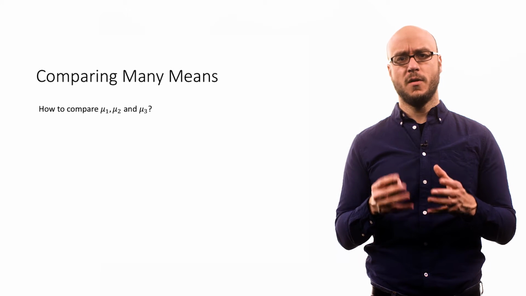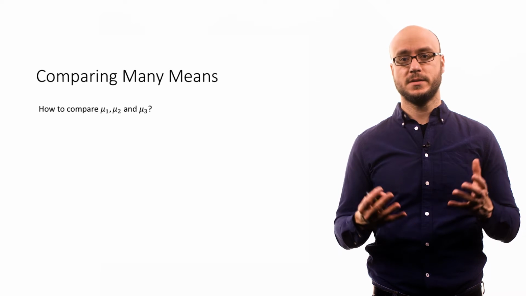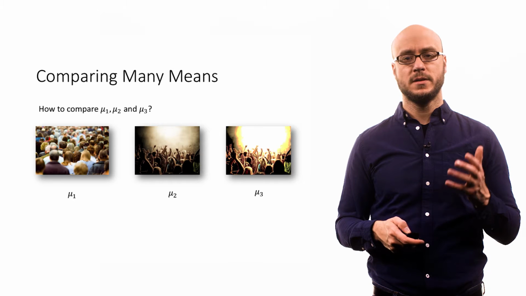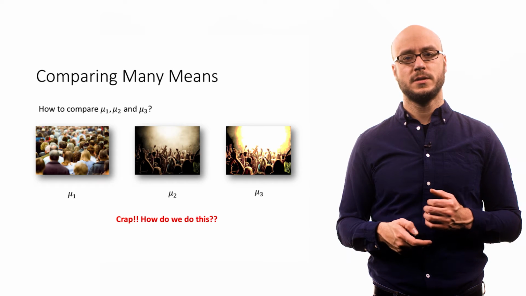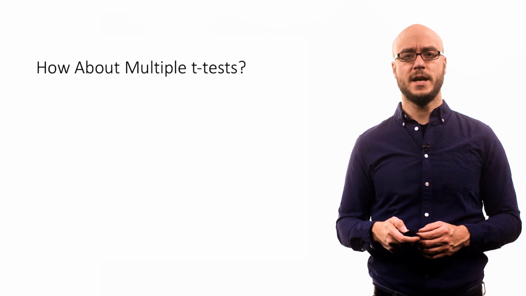Sometimes you'll encounter more than one mean. You might have 3 means or many means. How do you compare, for example, 3 different means for 3 different groups? How do we do this? Because before we were only comparing 2 means at a time.